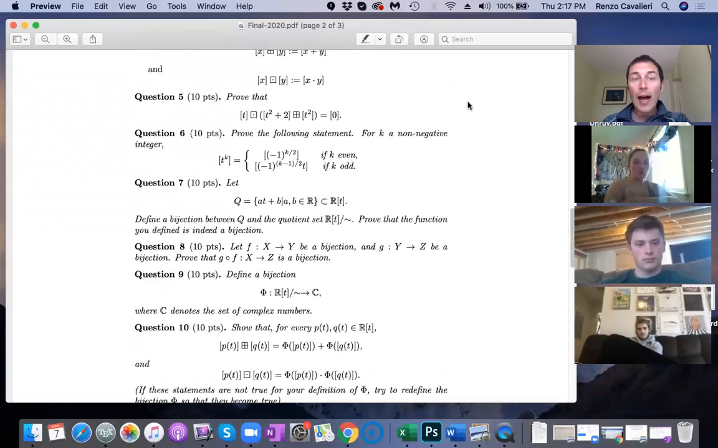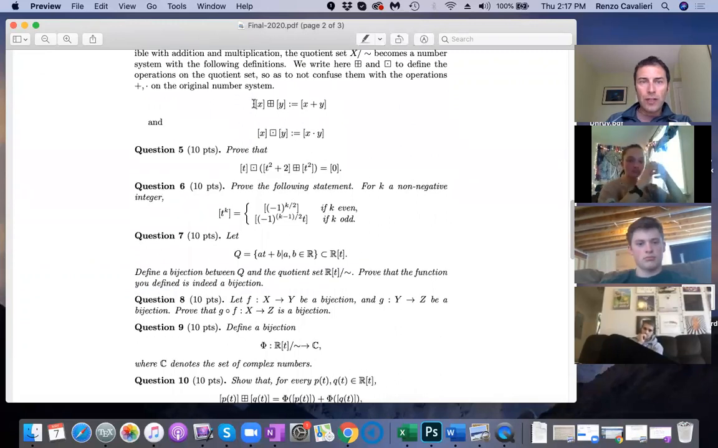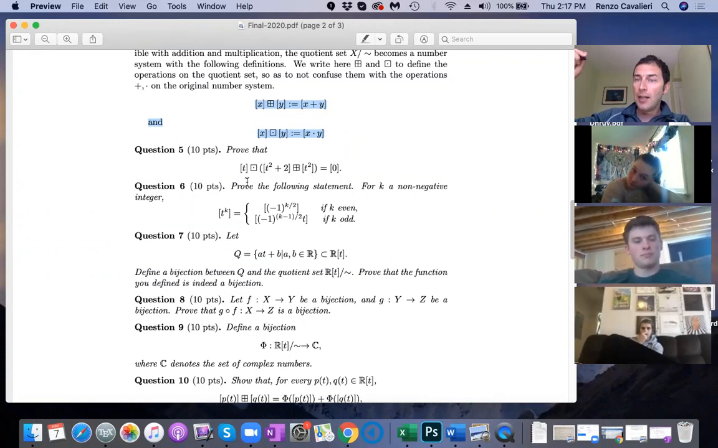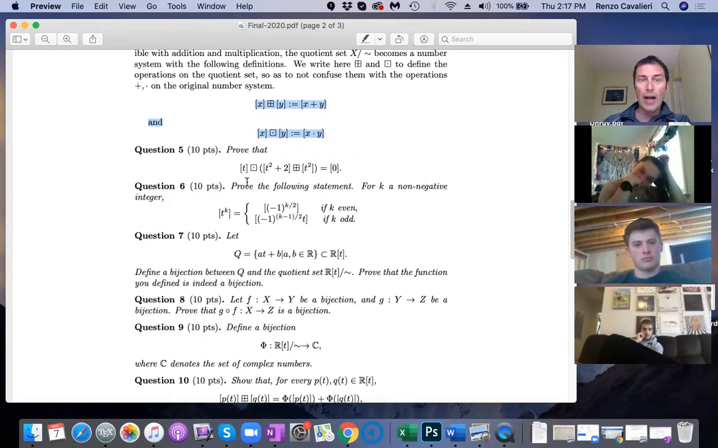So question 5 is about doing algebra with equivalence classes. You can apply these two definitions that I'm highlighting, and the theorem we proved in class: when you have an equivalence relation compatible with addition and multiplication, the quotient set becomes a number system. So you can say that I can do algebra the usual way: I can add, I can distribute, and so on.